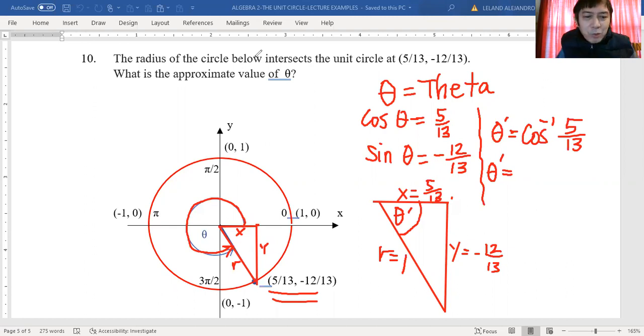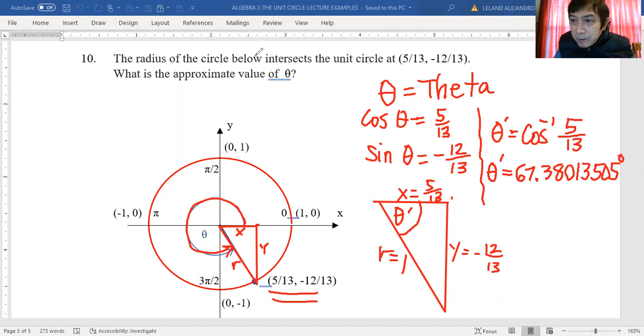All right, so let us compute first. This will now be inverse cosine 5/13, and this is 67. Let us write complete digits: 67.38013505 in degrees.